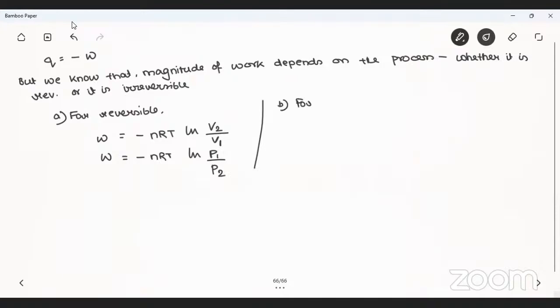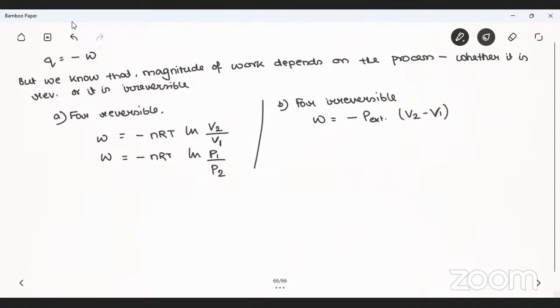But if the process is irreversible, then work done will be given as minus P external times V2 minus V1. So P external is the external pressure. See, for irreversible isothermal process, if they ask you to calculate the work done, use this formula.